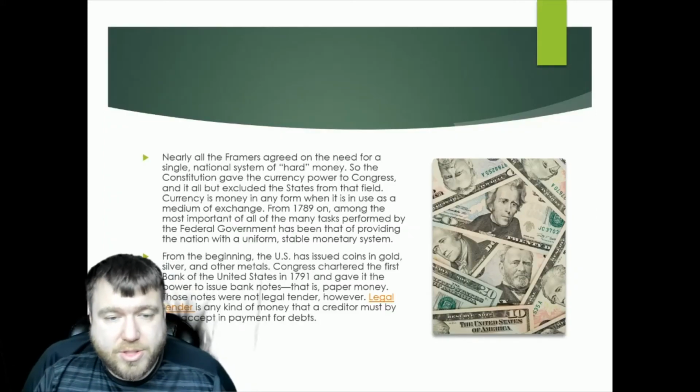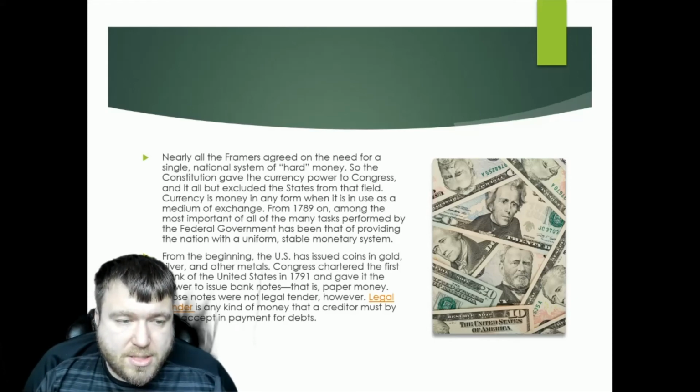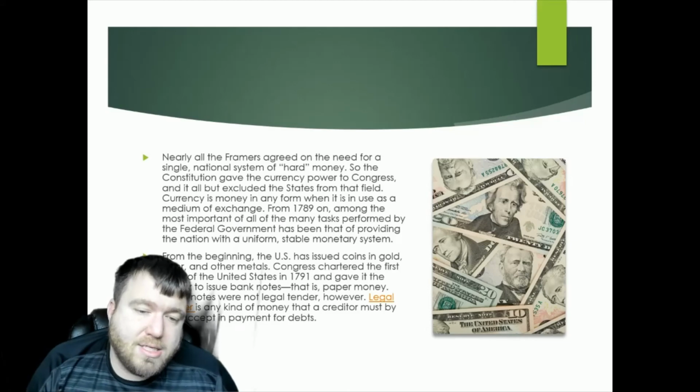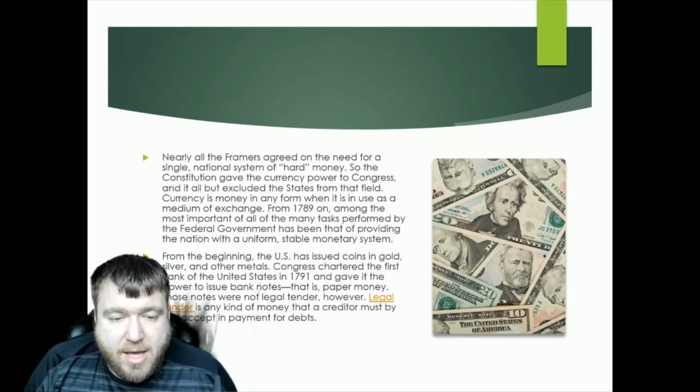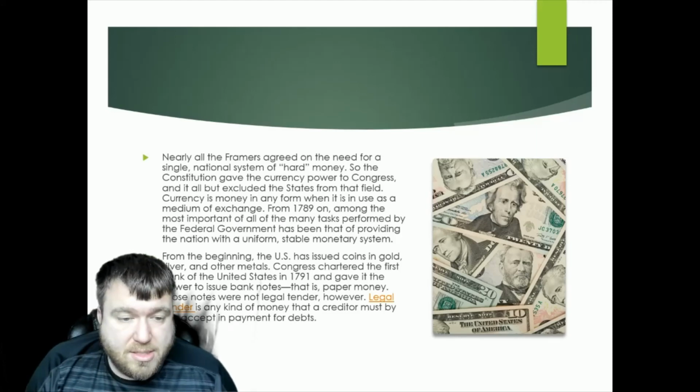Nearly all the framers agreed on the need for a single national system of hard money. So the Constitution gave the currency power to Congress, and it all but excluded the states from that field. Currency is money in any form when it is in use as a medium of exchange. From 1789 on, among the most important of all the many tasks performed by the federal government has been that of providing the nation with a uniform, stable monetary system.